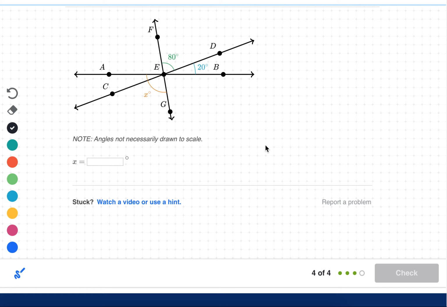All right. Here, when you have a lot of lines that are crossing, they're going to produce vertical angles, right? So look at the angles you have and see if you can mark down the vertical angles. So we have a 20-degree angle right here in blue, and across from it would be this little 20-degree angle right here. And now we look at our green angle that's 80, and we look at the angle across from it, right? That's also got to be 80. And x, this orange angle, is then 100, 20 plus 80.